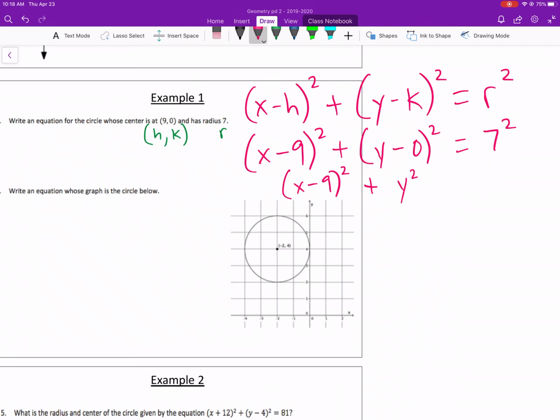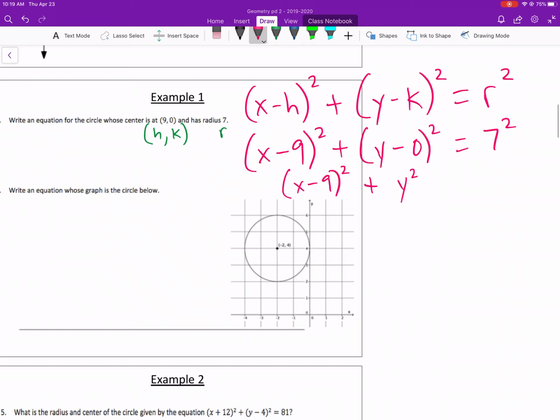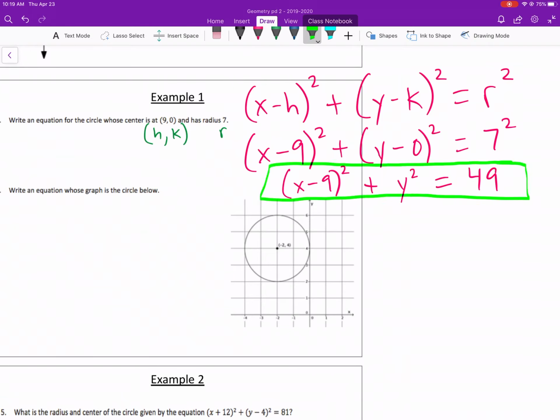If you see y squared with nothing else, with no plus, no minus, that means the y value of the center is 0. And same thing if it was x. If it was just x squared by itself, the x value for that center would be 0. Alright, and now this is equal to 7 squared, which is 49. So this would be your equation. So that's given the center and the radius, here's your equation.